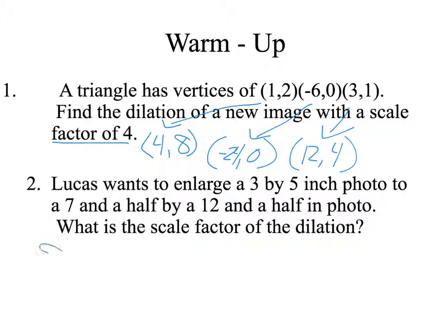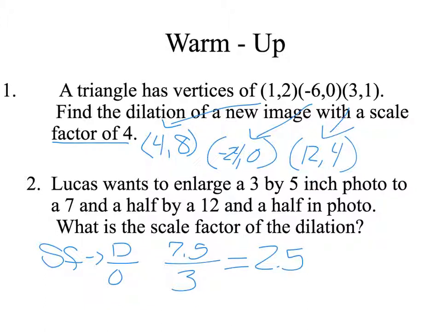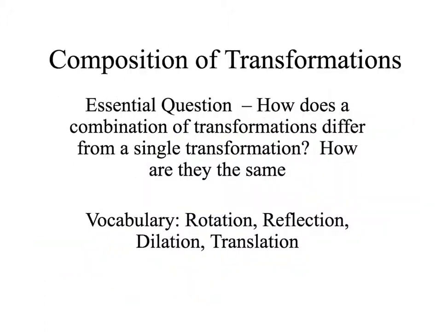In 2, to find your scale factor, if you remember, it's dilation over original. They're giving you two measurements, 3 by 5 and 7.5 by 12.5. You only have to pick one measurement that matches up. So you could use the 3 and the 7.5, or you could use the 5 and the 12.5. It doesn't matter. I'm going to use the 3 and the 7.5, so that's 7.5 over 3. That would reduce to 2.5. So we grew the picture 2.5 times its original size.